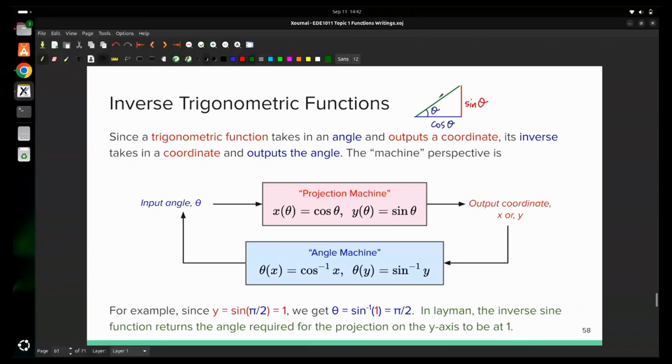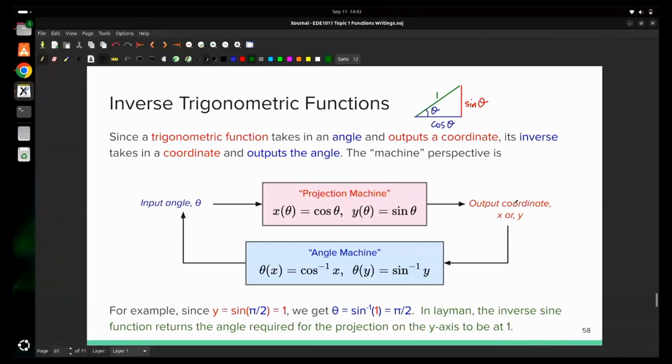Then the hypotenuse is 1, okay? So this is your projection functions, projection machines, x and y. But then we ask the logical question. You give me the angle theta, and then I can go through these projection machines and output the coordinate x or y. Okay, this one we know.